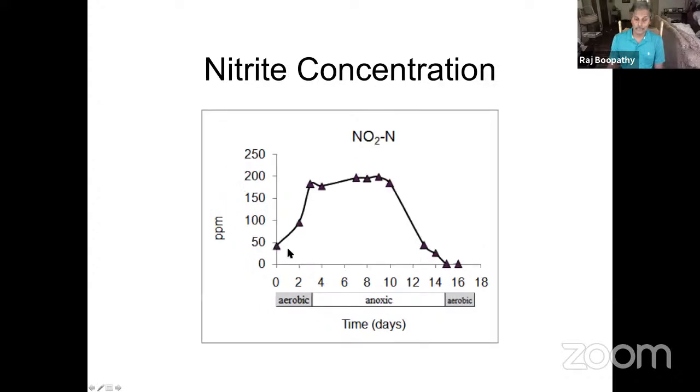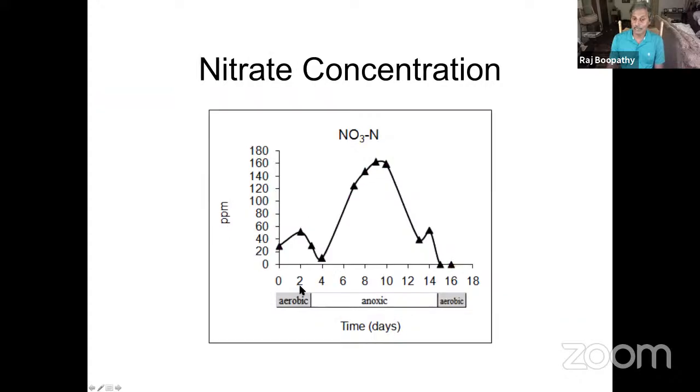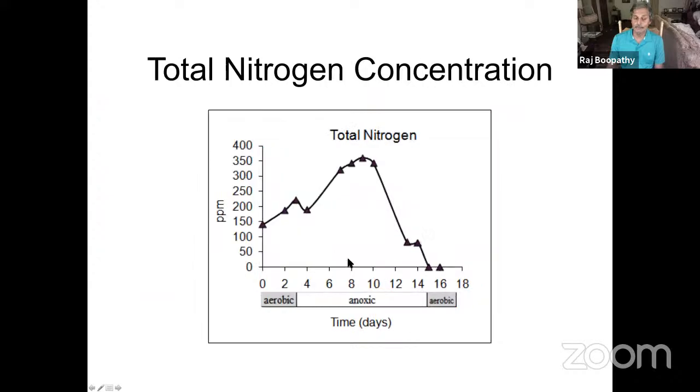If you look at nitrite, aerobic, anoxic, aerobic system, nitrite went up and then came down. So it worked perfectly as we designed in the lab. And then the nitrate concentration also went up, and then it came down in this large scale operation. And then if you put all the nitrogen together, add the numbers, it shows the sequence of going up, coming down, aerobic and anaerobic operation, okay?